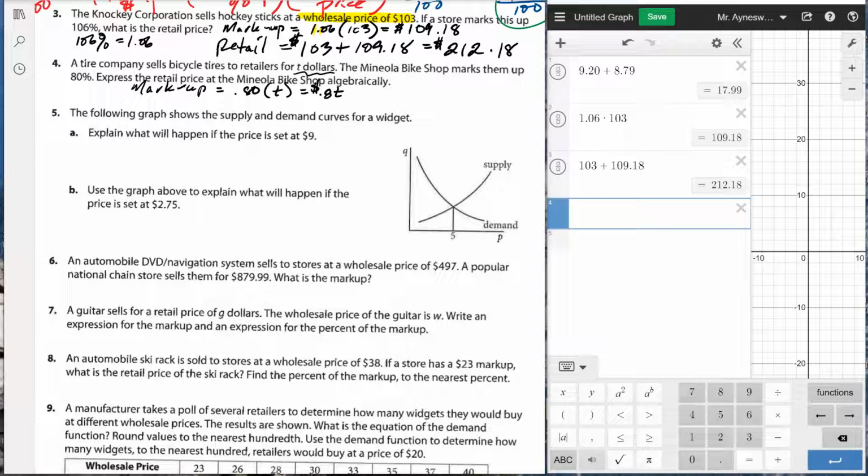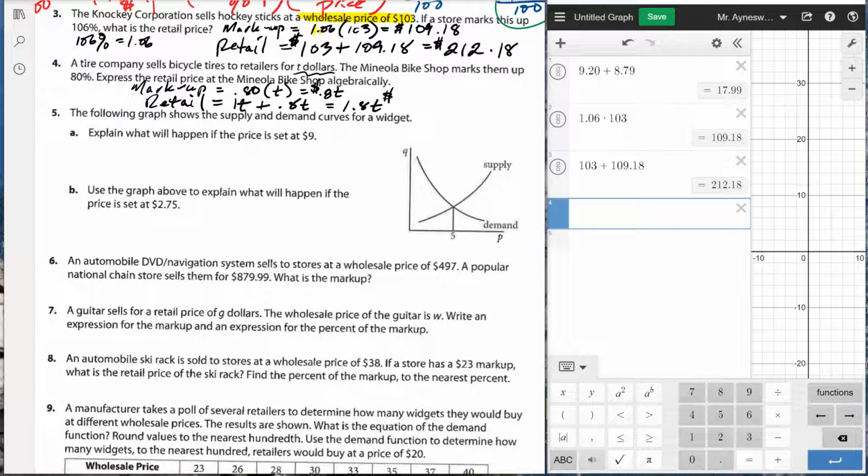Okay, so now what we need to do is add that to the wholesale price. The retail is always the wholesale plus the markup. So we take the wholesale price, which is t dollars, and add it to the markup, 0.8 t dollars. If you know that t is the same thing as 1t, then 1t plus 0.8t gives you 1.8t, whatever t is. Okay, t is in dollars, and this is in dollars too.